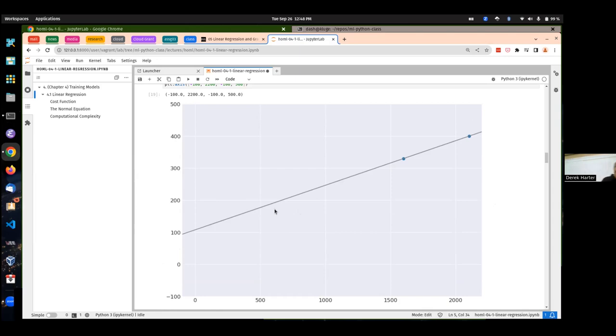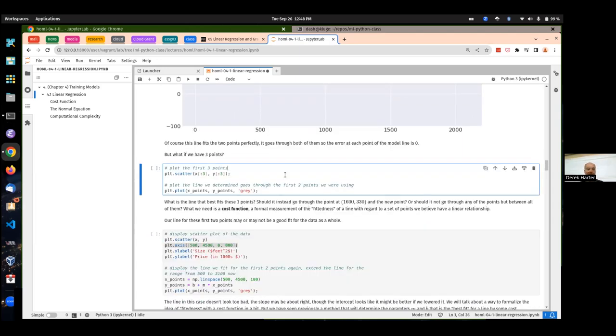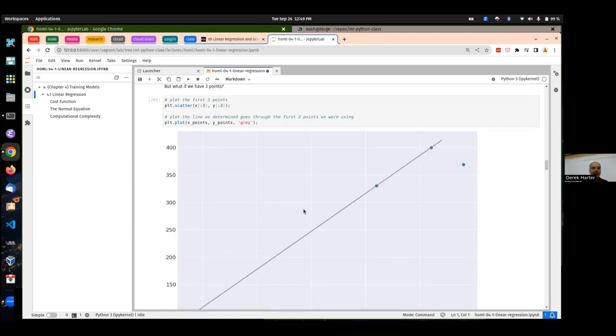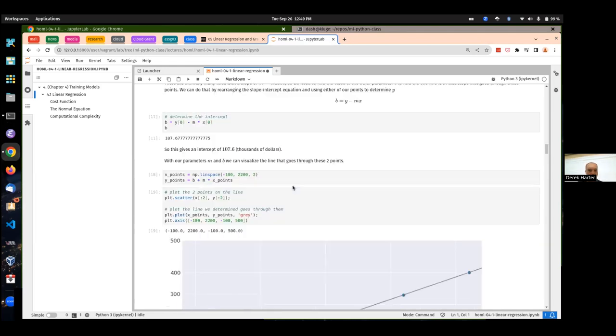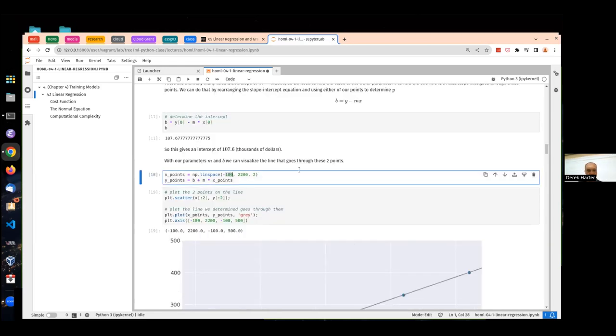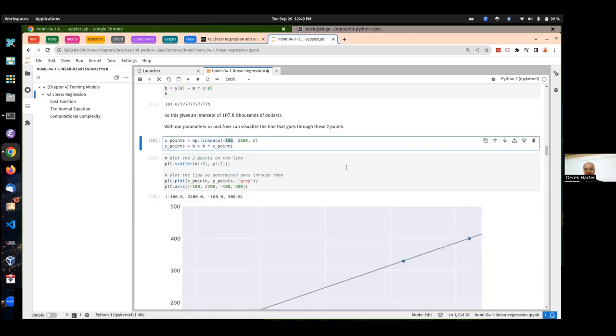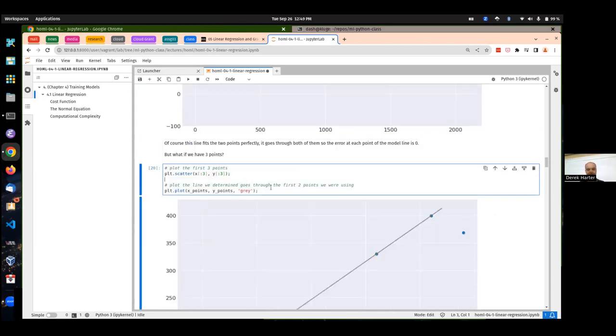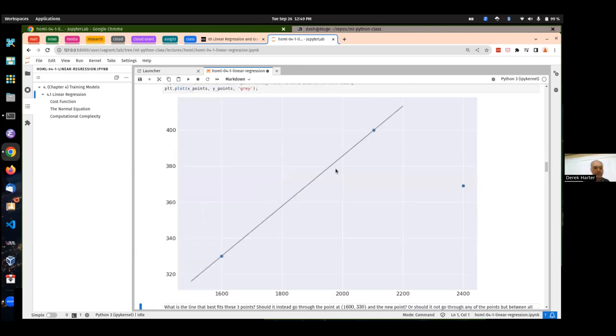So that's just a review of fitting lines to two points. But let's say you have this, right? What does it mean if I've got 3 points? If we take the first 3 points, let's change my x points back to the same range I had before. So this is where we begin talking about linear regression. If I have 3 points, what is the line that's the best model of those 3 points?